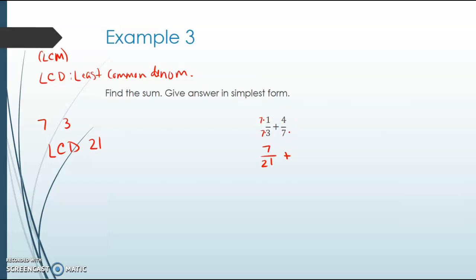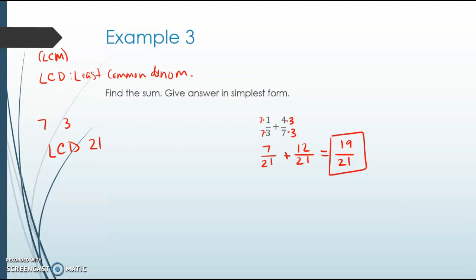What do I multiply 7 by to get to 21? The answer is 3. So then if I multiply the denominator by 3, I have to multiply the numerator by 3. And so then we end up with 12/21. So now that we have the like denominators, now we just add. So 7 plus 12 would give us 19 over 21. 19 is a prime number, so there's nothing that goes into both 19 and 21. So our final answer is 19/21.